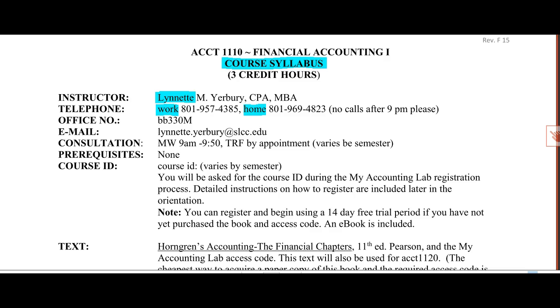If you look for me, I'm housed in the business building in 330 M, and I'm always there on Monday and Wednesday from 9 to 9:50 for consultation, and Tuesday, Thursday, and Friday by appointment. This varies by semester, so be sure and check with the syllabus that will be listed on your website. You'll be looking at one that has dates. There's also a good way to get a hold of me, and that's email. Since I teach online, I check it quite regularly, and that's a great way to get a hold of me.